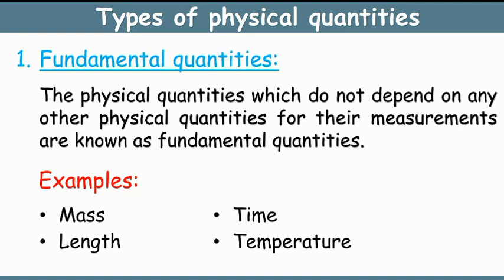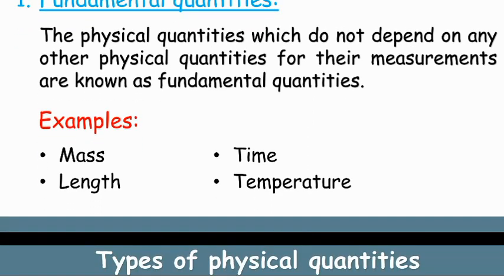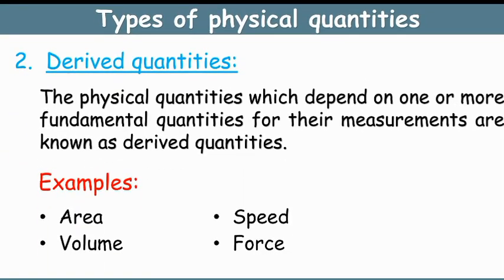Physical quantities may be divided into two types. First one is fundamental quantities and second one is derived quantities. Fundamental quantities, what are these? The quantities that do not depend upon any other quantity are called fundamental quantities. So these are base quantities. Examples: mass, time, length and temperature.